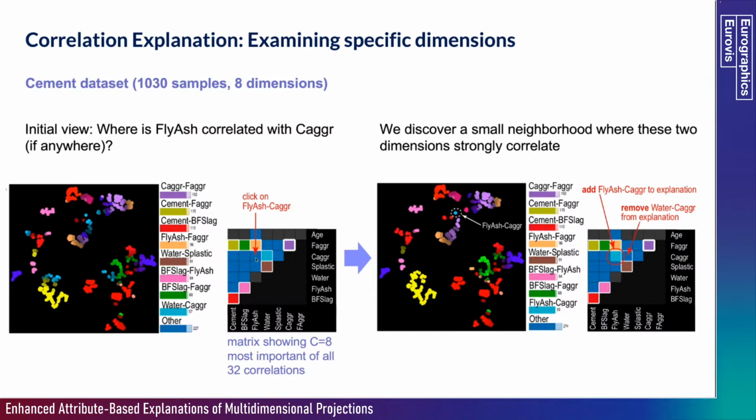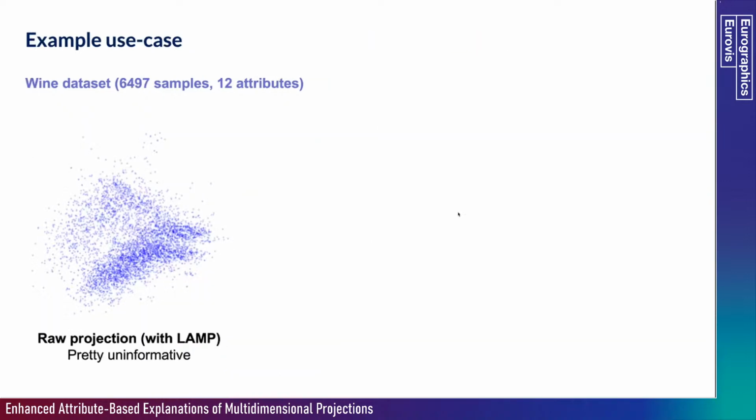Still, if we want to examine a specific dimension pair, we can proceed as follows. For example, suppose that the user is interested in the fly ash C aggregate correlation. The user then can click in this cell, at which point the color allocated to the last of the top 8 variable pairs, that is light blue, used for water C aggregate, is removed from the color map and allocated to the user indicated fly ash C aggregate explanation. So if we look at the projection plot now, we see an outlier neighborhood, a small neighborhood colored light blue, which indicates that these 2 variables are indeed strongly correlated, but only over a small subset of the points.